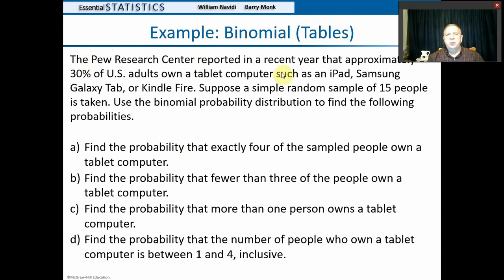The Pew Research Center reported in a recent year that approximately 30% of U.S. adults own a tablet computer such as an iPad, Samsung Galaxy Tab, or Kindle Fire. Suppose a simple random sample of 15 people is taken. Use the binomial probability distribution to find the following probabilities. And these are the ones that we just did. Doing it by hand, we're now going to go look at some tables.